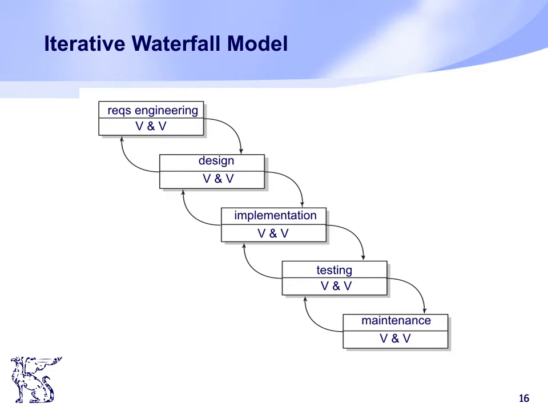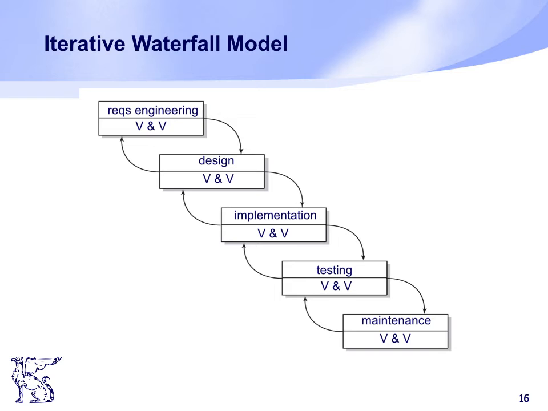Now here in this figure, don't worry about this V and V. V and V means verification and validation. So at each step we can do verification and validation to just check that what we are doing is right, and we are doing it in the right way. So in the iterative model, the enhancement from the classical model is just this loop. We can go back to the previous phase to change something.